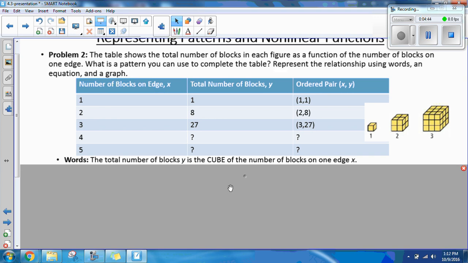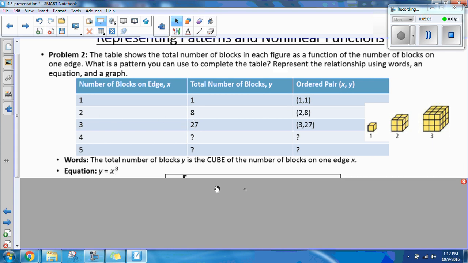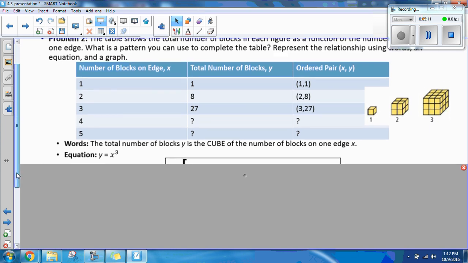So in words, we need to figure out the pattern. Well, the total number of blocks, y, is the cube of the number of blocks on one edge. Notice if I take 1 and I cube it, I get 1. If I take 2 and I cube that number, I get 8. 3 cubed is 27. So our equation is y is equal to x cubed.